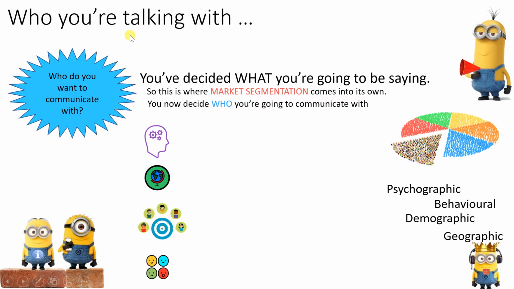Step 2, in the blue corner, who do you want to talk to? Your next decision is who you're talking with. You've decided what you're going to be saying, so this is when market segmentation comes into its own. You now decide who you're going to communicate with.